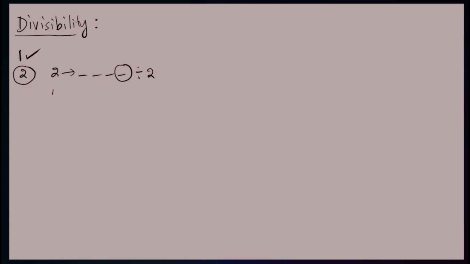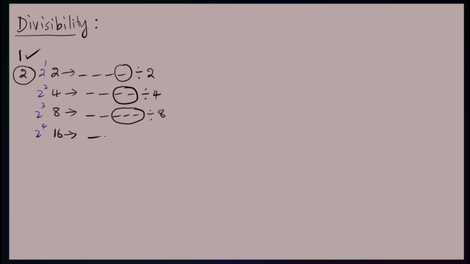So what is the divisibility rule of 4? The last two digits of a number should be divisible by 4. Then what is the divisibility rule of 8? The last three digits should be divisible by 8. If you observe the pattern, this is 2 power 1, this is 2 square and this is 2 cube. So the next rule will be 2 power 4, which is 16. The divisibility rule of 16 is that the last 4 digits should be divisible by 16. That's it. So you can go on.